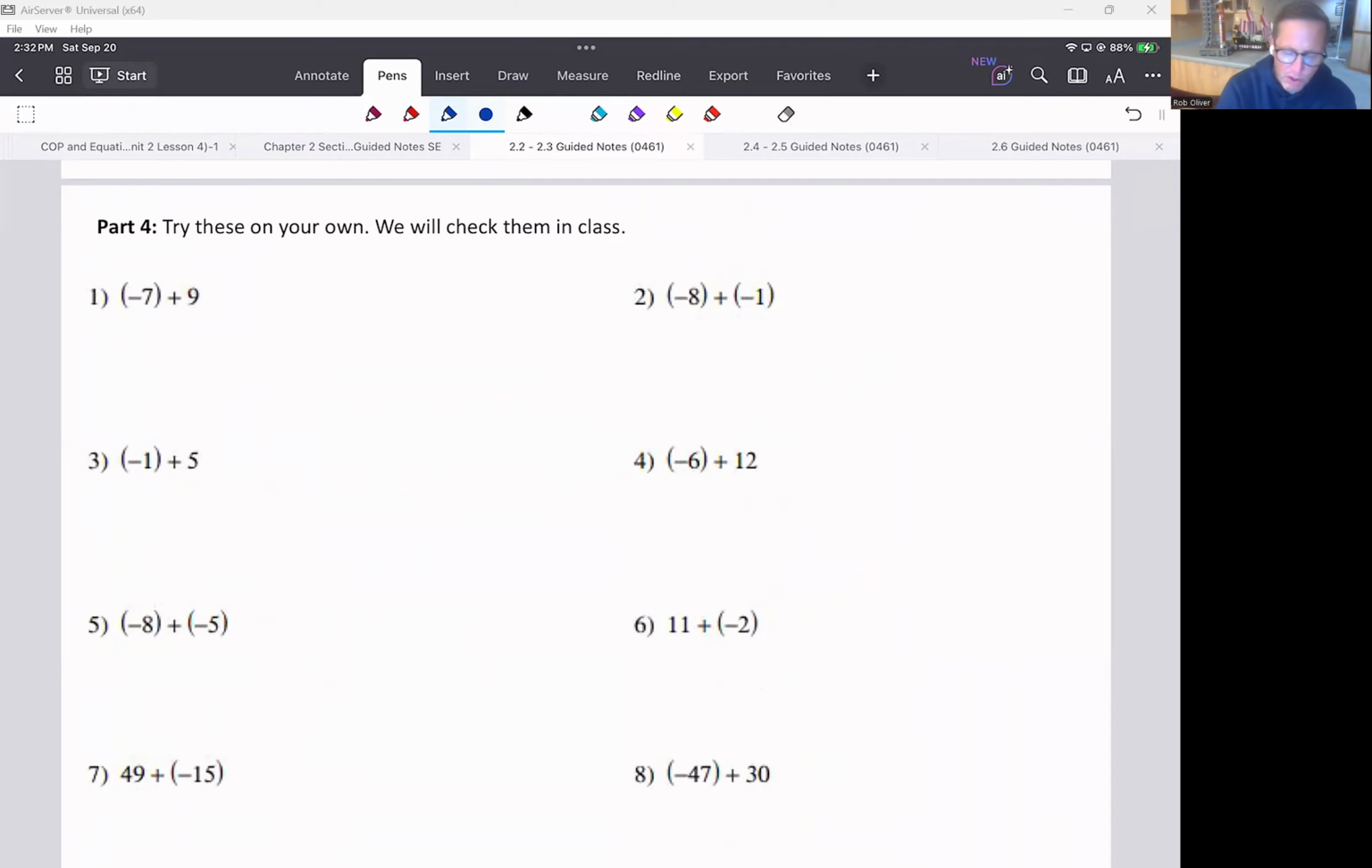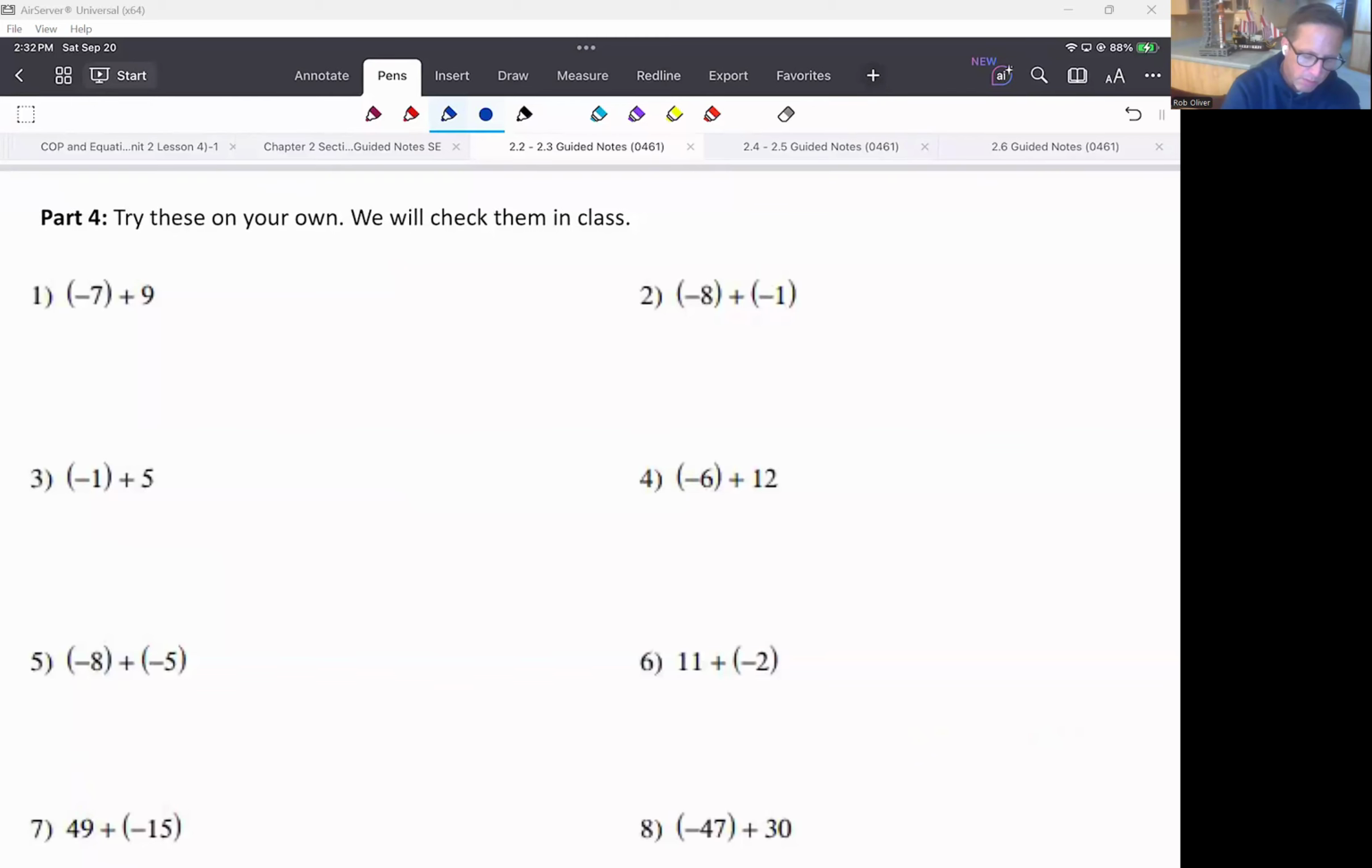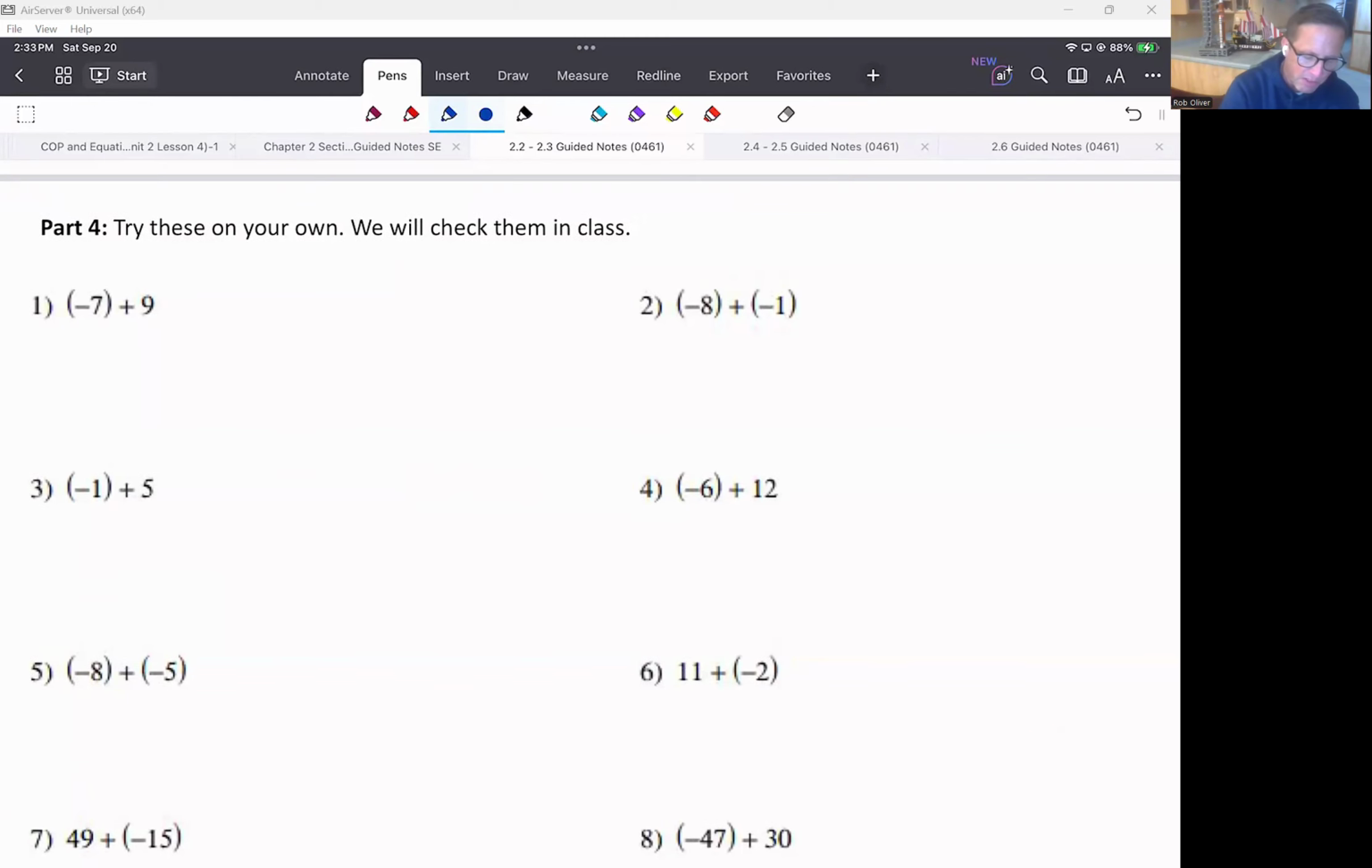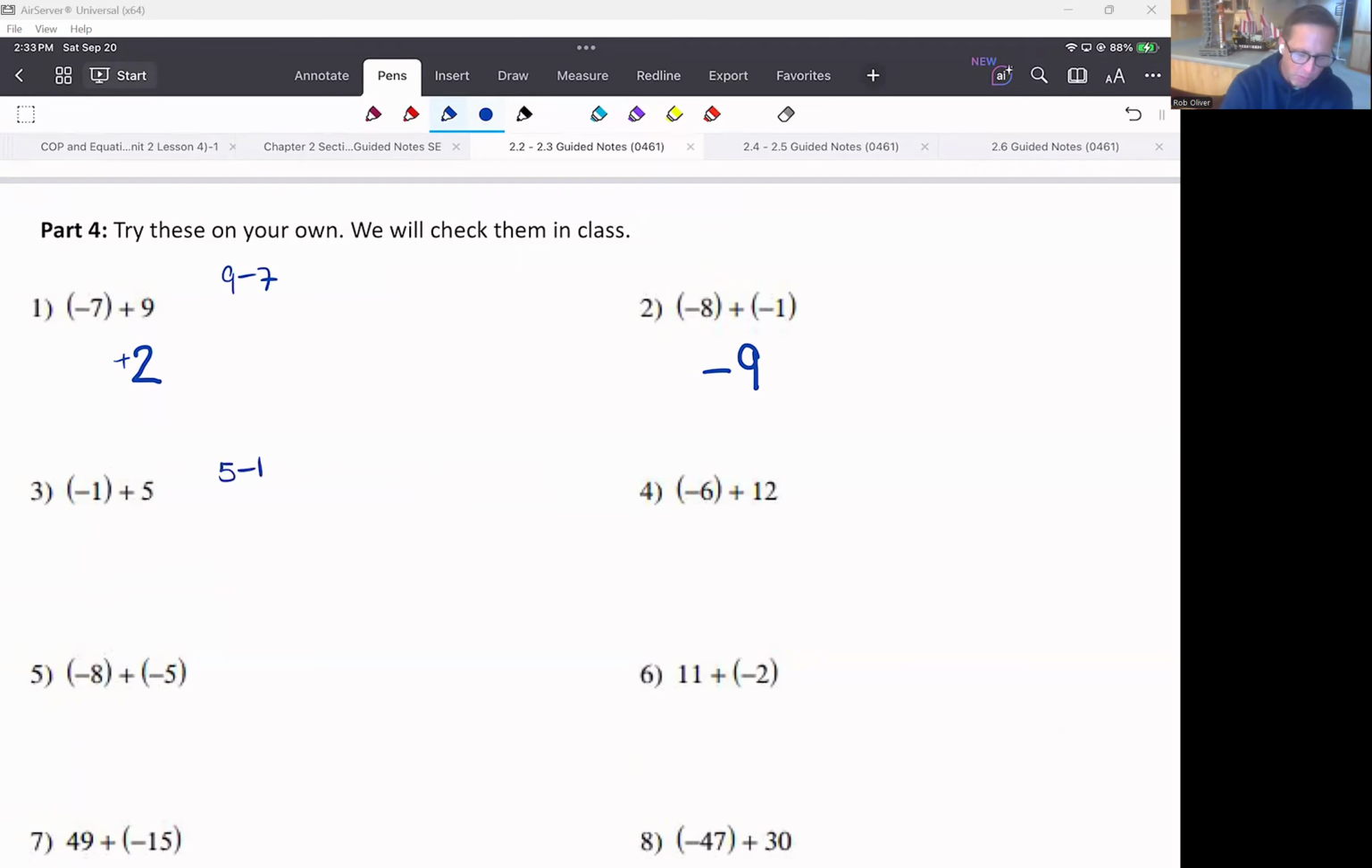Because these are all difference problems. Well, actually, no, they're not. They're all kind of mixed up. So number 1, that's a different sign, so I'm going to find the difference, and that's going to be 2. I'm thinking 9 minus 7, and the positive number has a higher absolute value. Right here, these have the same sign, so we're going to add their absolute values and keep the sign. That's how that works. Number 3, these have different signs, so subtract. Think 5 minus 1, which is 4, and the positives win. The positive number has a higher absolute value.